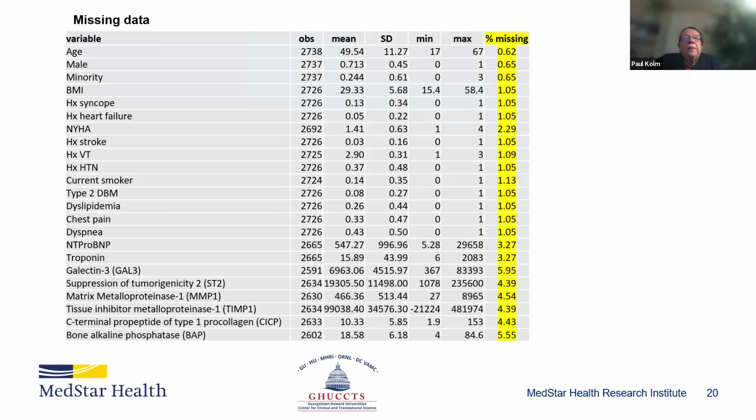And so here's our data that we used as predictors of AF, atrial fibrillation. And you can see here that the missing data for the demographic variables and some clinical variables was quite small. Less than 1% or less than 2% in most cases.